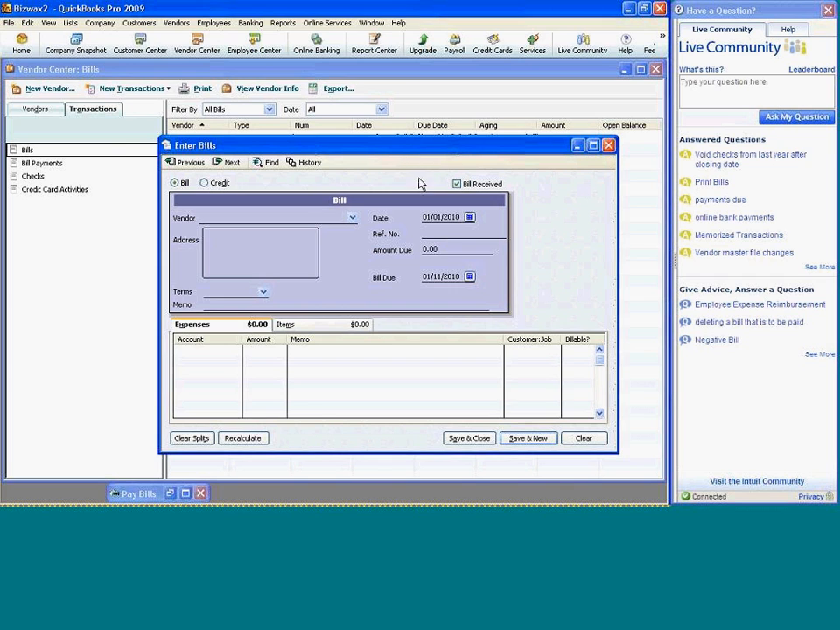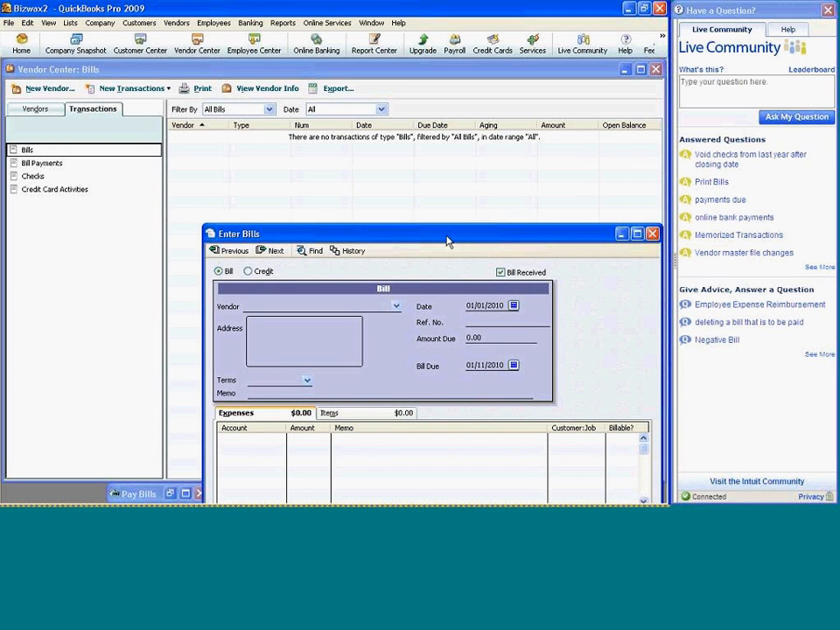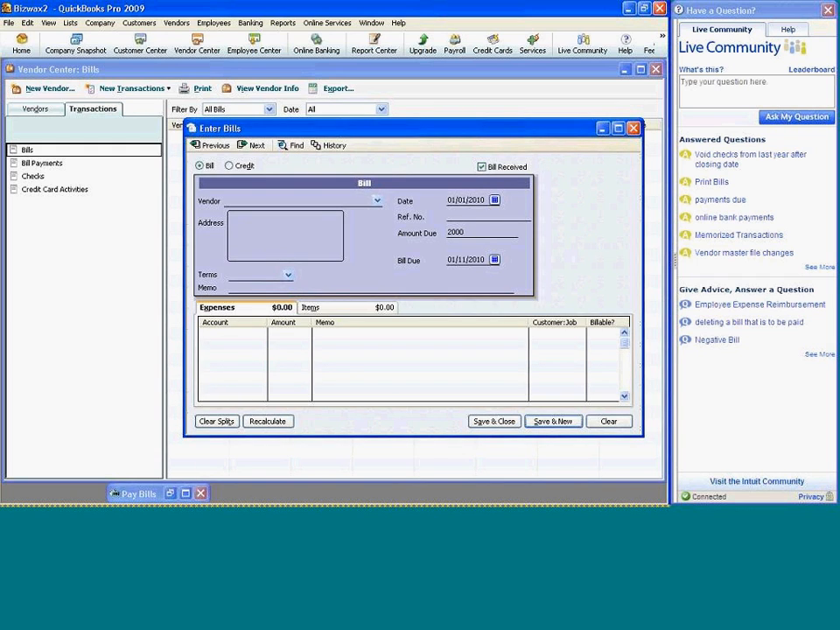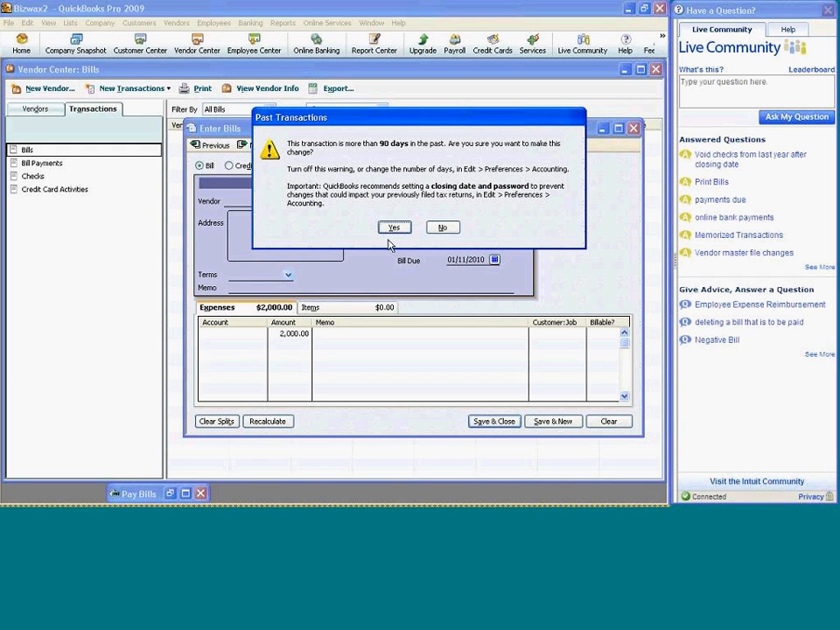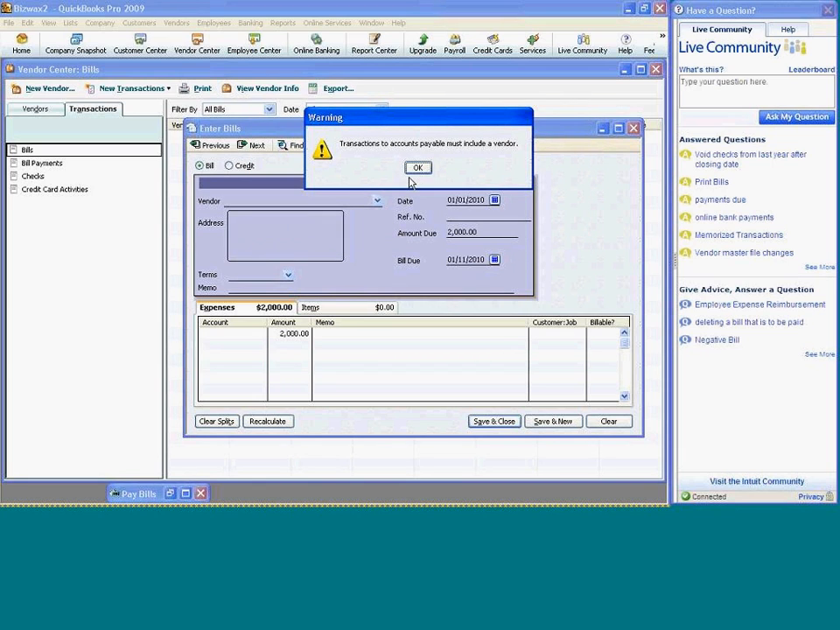This bill is for the company, and we're going to say that the bill is for $500. Actually, $2,000. Then we'll say save and close. It warned me that it's for 90 days. I'm doing this in the past.